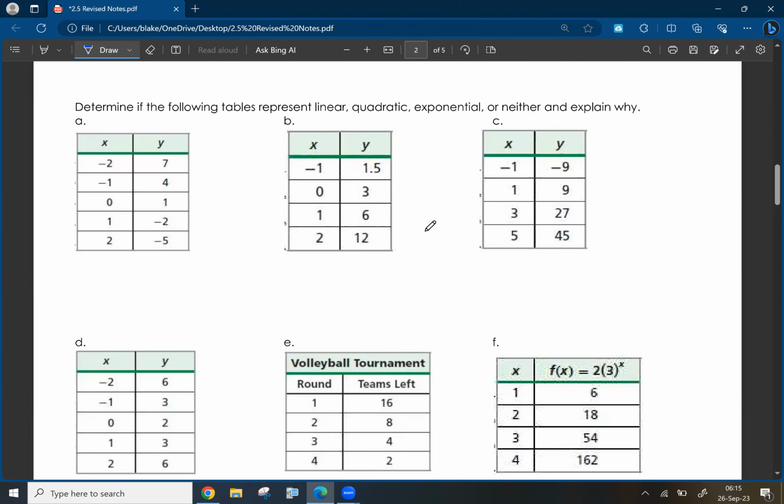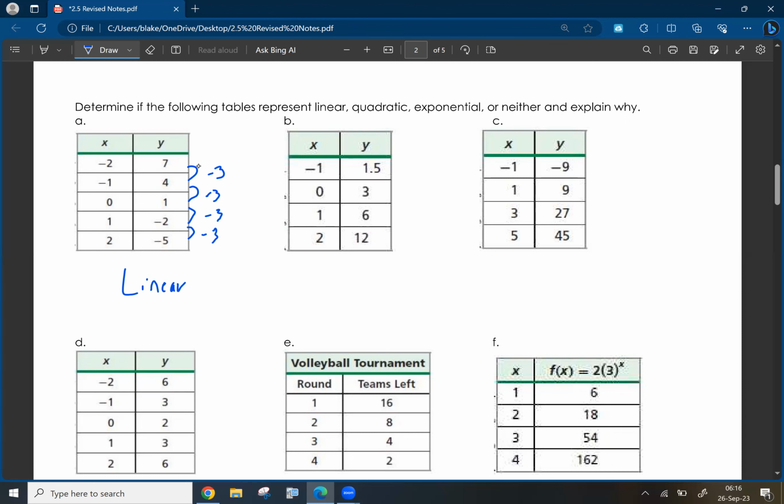All right, so the first table, notice the values 7, 4, 1, -2, -5. We're seemingly subtracting 3. 7 to 4 is subtracting 3. 4 to 1 is subtracting 3. 1 to -2 is subtracting 3. -2 to -5 is subtracting 3. All common first differences, making this one linear.